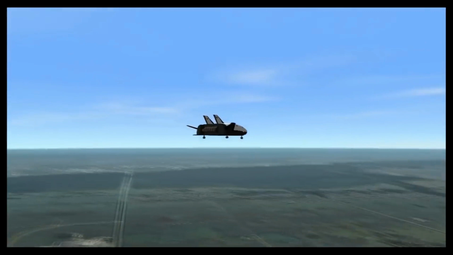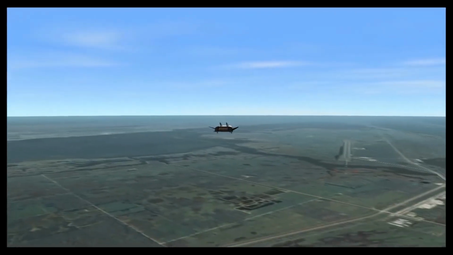So after re-entering, it can land like an aircraft. Although it takes a vertical takeoff, while re-entering it will land like an aircraft, which is very similar and common with the space shuttle configuration.